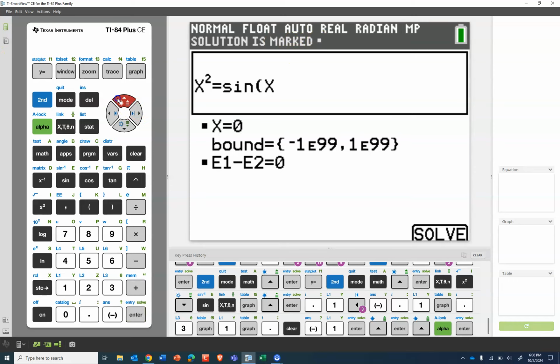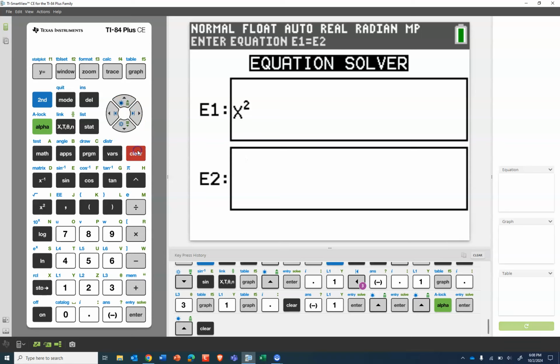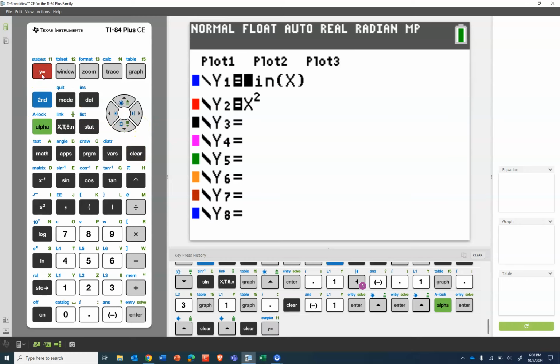Okay, so that's that. One other thing, when things get complicated when we're doing free response problems, you're going to have a big, long, complicated something typed into Y1.